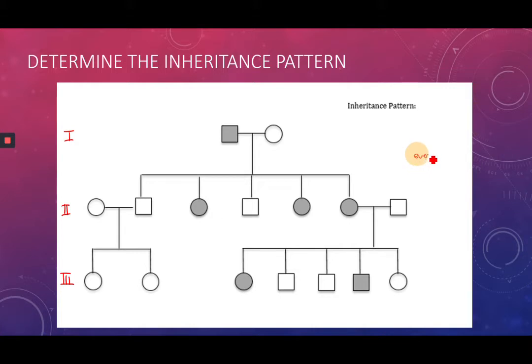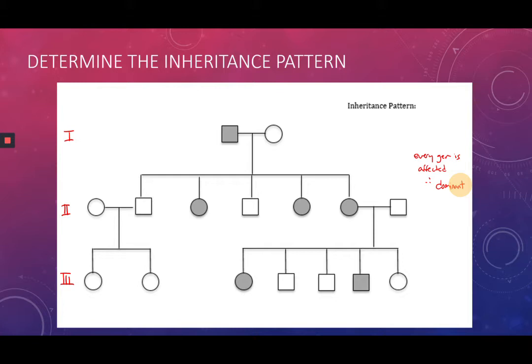Because every generation has someone that's affected, this is likely to be dominant. So every generation is affected. Therefore, dominant pattern. So the gene that we're looking for is likely to be dominant.